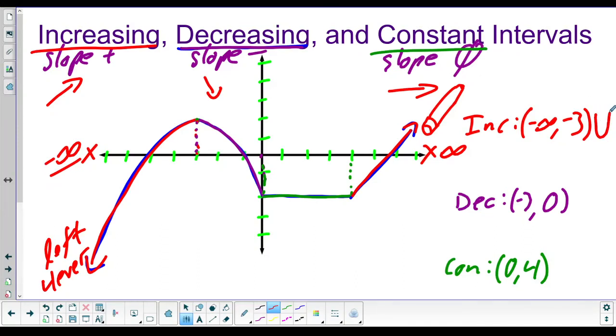So we put our union. This section goes from right here at 4, and then it continues on forever, and we know that because there's an arrow, so we give it an infinity. And that's how you should find your increasing, decreasing, and constant intervals.